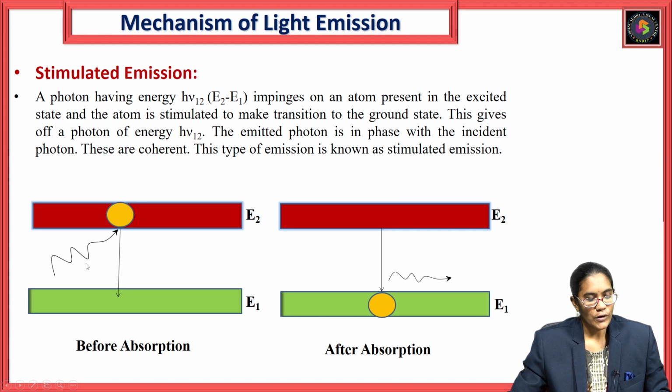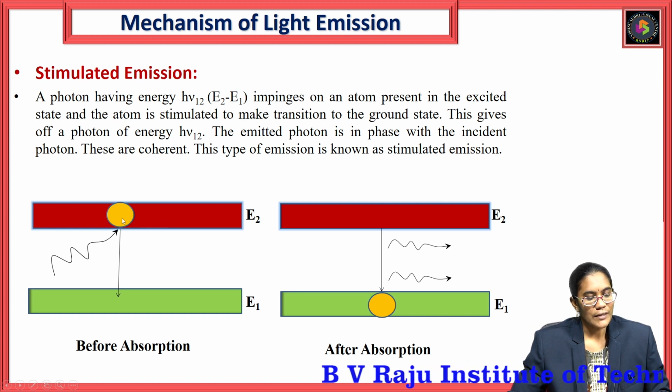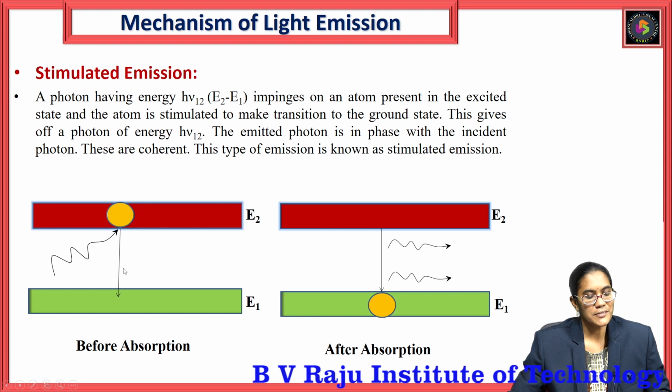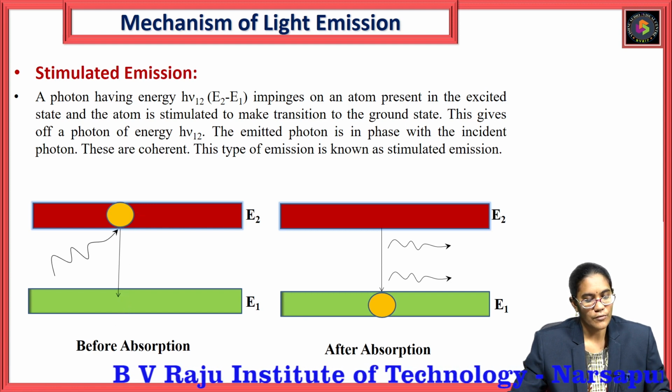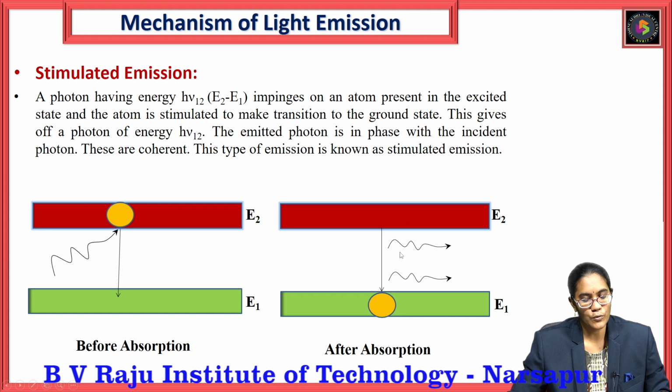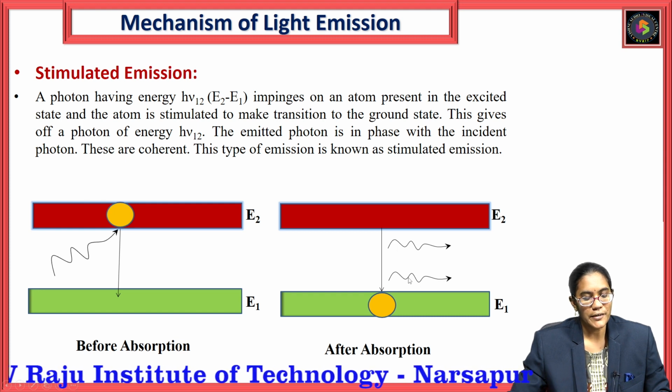So the photon of energy will be incident on the excited state atoms before completion of this lifetime. So this photon will help the atom go from the high energy state to the lower energy state by emitting a photon of energy h nu. One is the incident photon and the other one is the emitted photon.